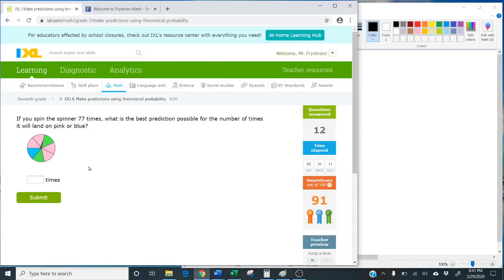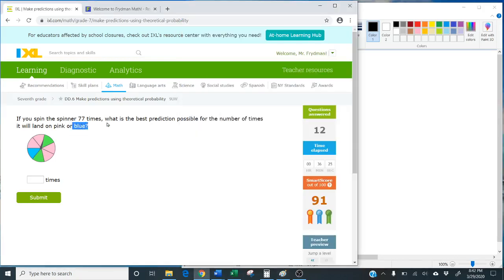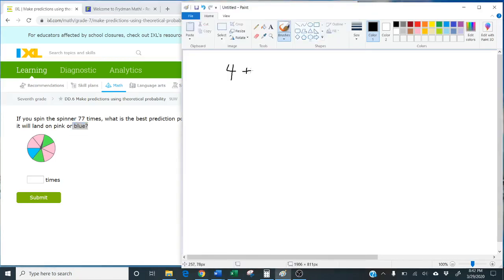Well, let's see. There are 1, 2, 3, 4 pink wedges plus another 1 blue wedge out of a total of 1, 2, 3, 4, 5, 6, 7 wedges. So there are 5 out of 7 wedges which are good, right? I'm doing this backwards here. I'm writing good over total as the last thing that I do.